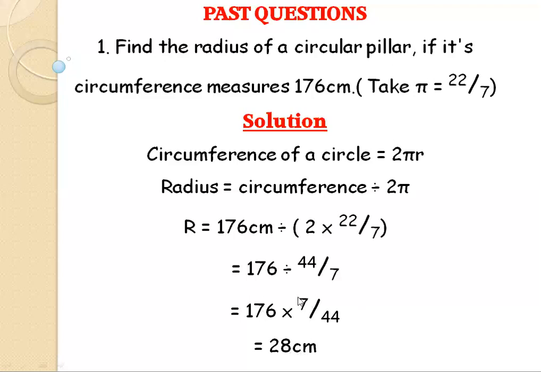All you need to do is look for a smaller number that can divide 176 and 44 till you get to a lower number that will be easy for you to multiply. So at the end of the day, your radius is 28 centimeters. Do we understand that? Beautiful.